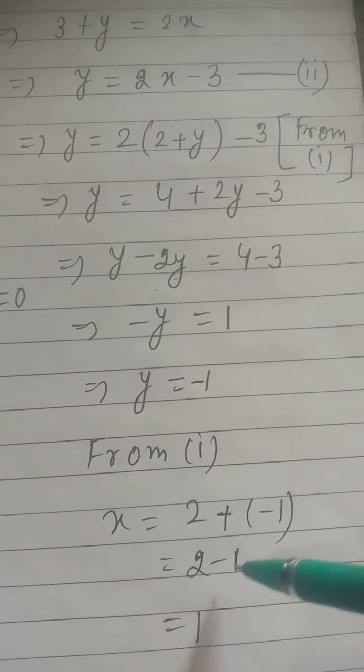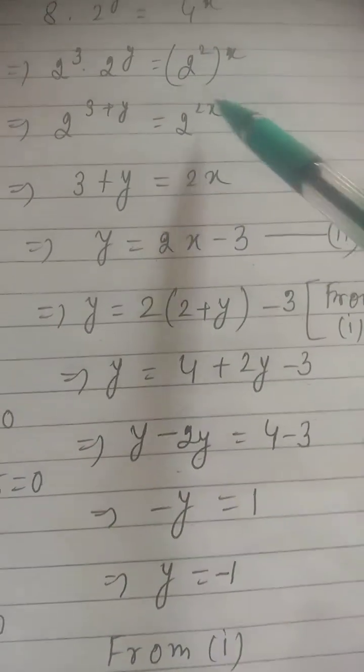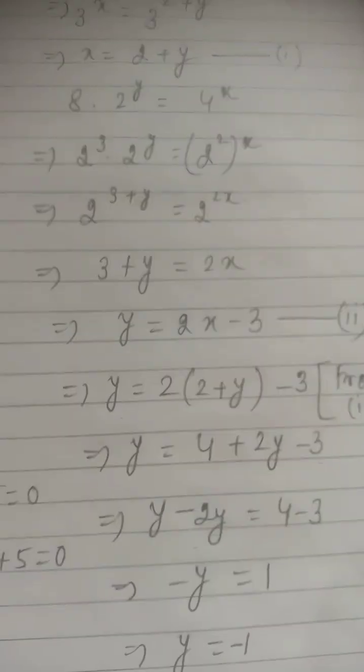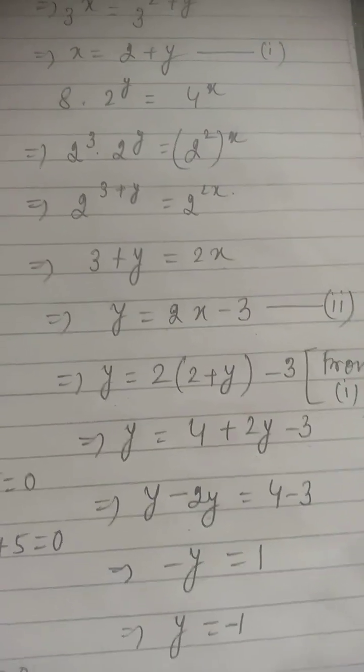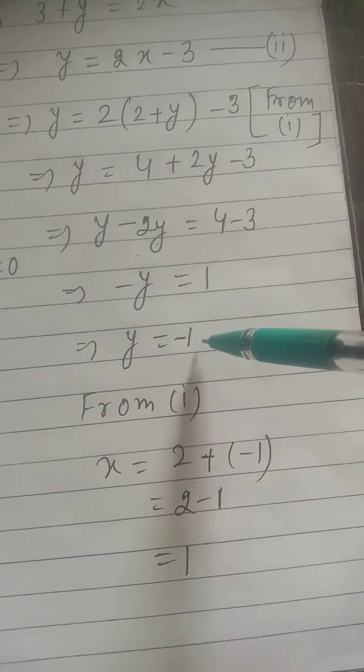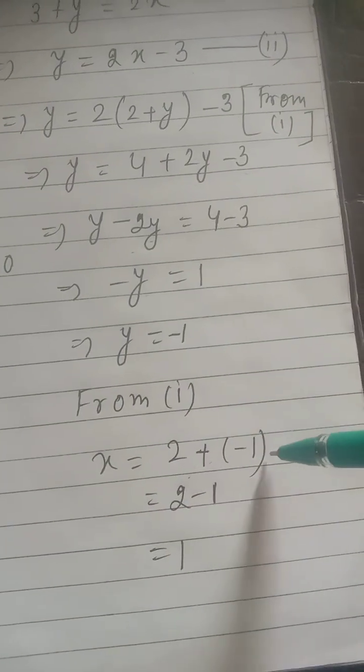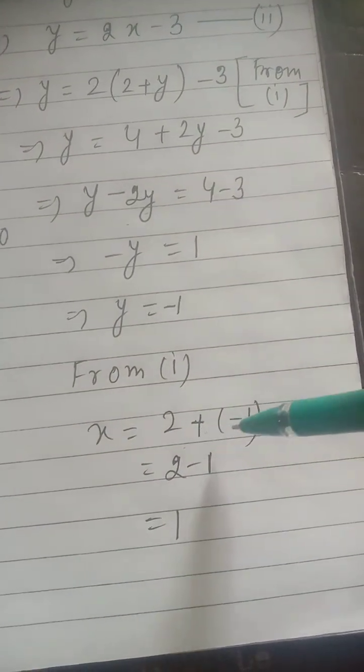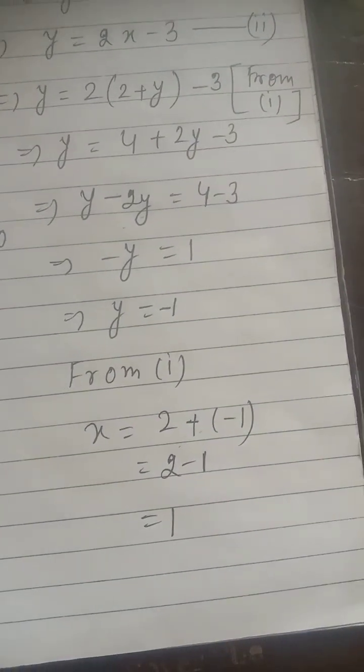Now from equation 1 we can find out the value of x. So x equals 2 plus y. So x equals 2 plus y's value, which is minus 1. So 2 minus 1 equals 1 is the answer.